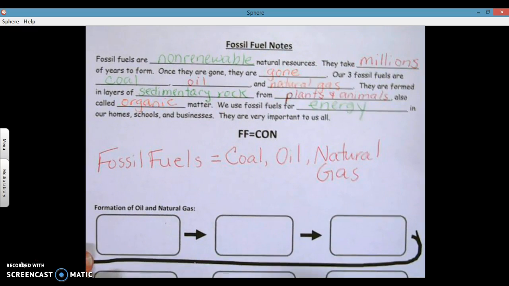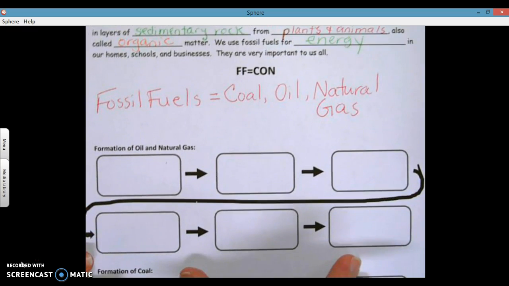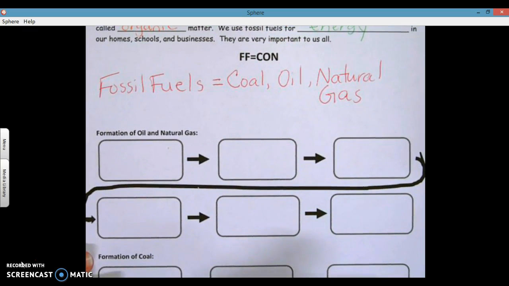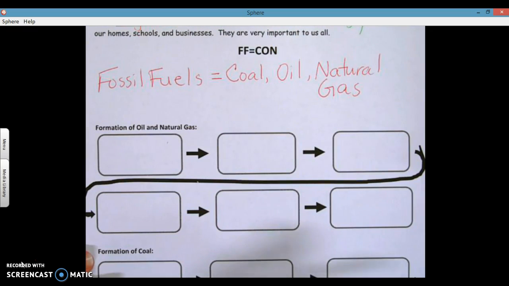Now down below here we have an area where we're going to fill out a flow map of how oil and natural gas and coal are formed. They're very similar in formation. I'm going to be using colors while I'm taking these notes, so if you want to color yours too, you probably should, because it'll make it a little bit easier for you to study.